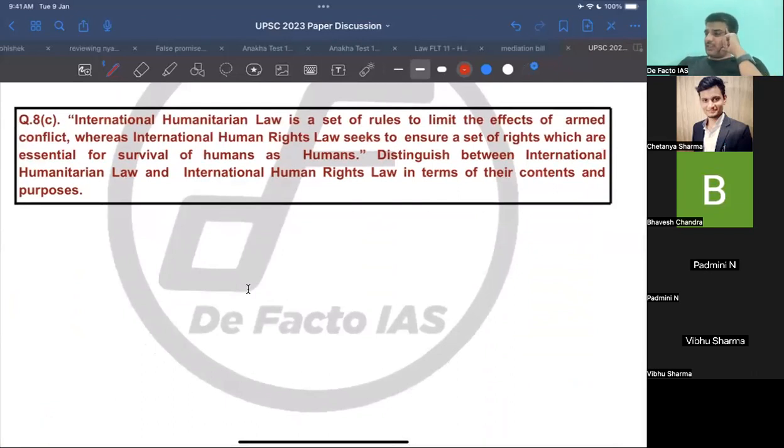International humanitarian law is a set of rules that limit the effect of armed conflict, where international humanitarian law seeks to ensure a set of rights which are essential to humans. Distinguish between international human rights law and humanitarian law in terms of their content and purpose.